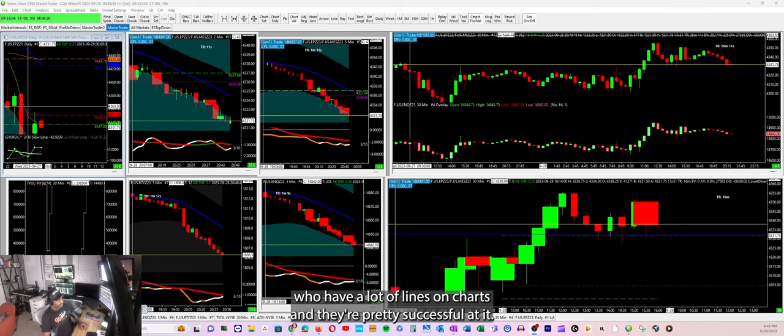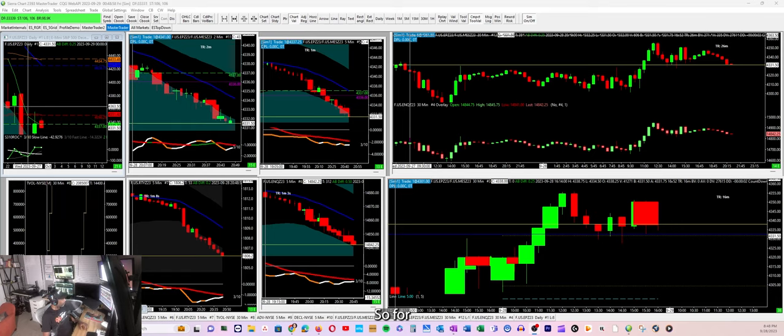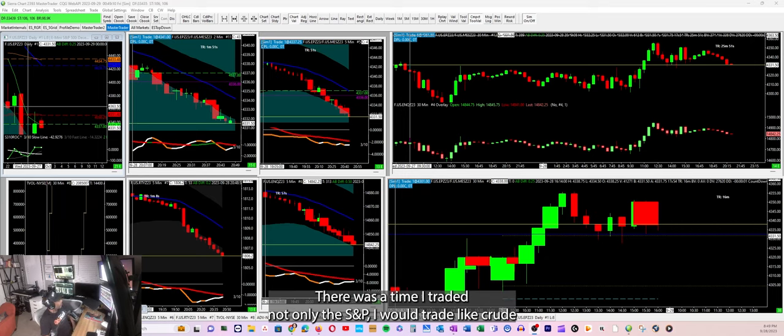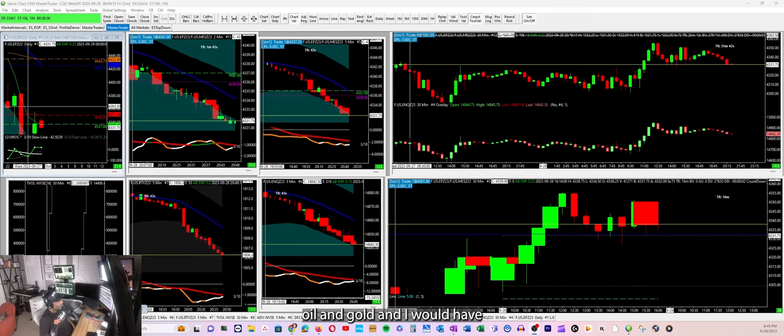I've seen some traders who have a lot of lines on charts and they're pretty successful at it. So if that works for you and you can see through a lot of lines, then that is something you should do. For me, up until recently, I had four monitors with charts on all of them. In some cases it was because I was watching different markets. There was a time I traded not only the S&P, I would trade crude oil and gold, and I would have different charts on the different monitors. But I've basically moved to only trading the S&P, just because it's easier once you narrow your focus down to a single product.